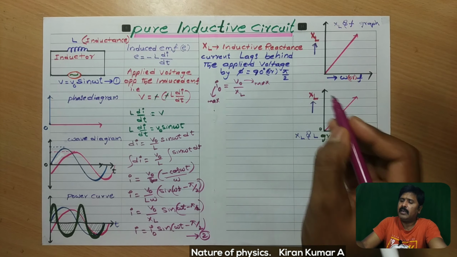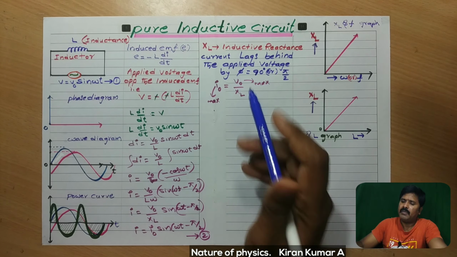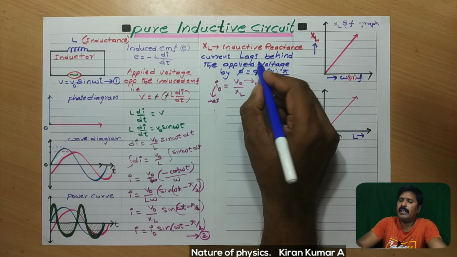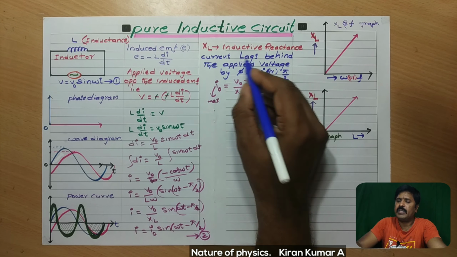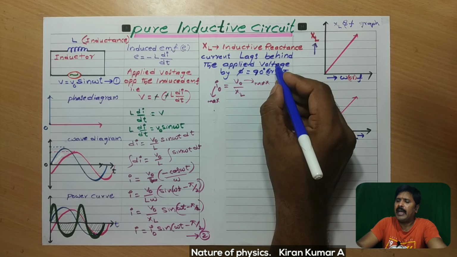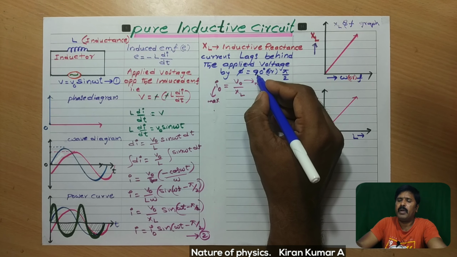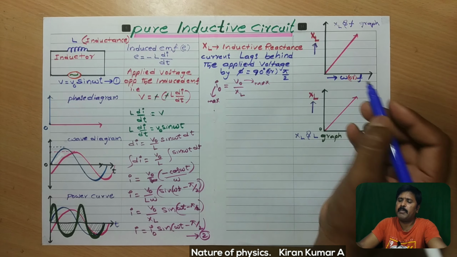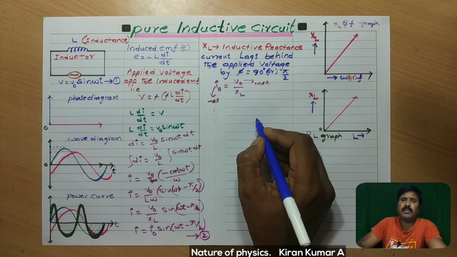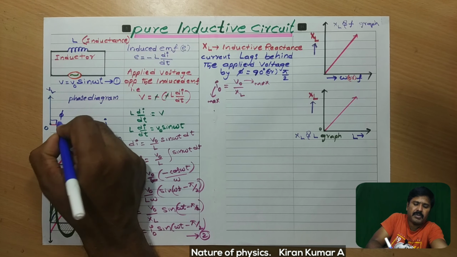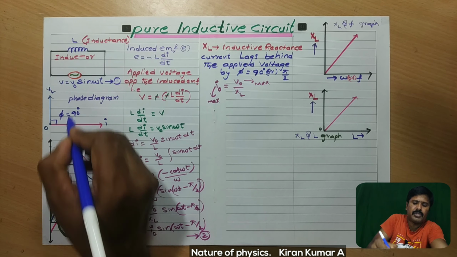In the continuation step, from equation 1 and 2, we can write that the current lags the voltage, that is, the current lags behind the applied voltage. So phi is equal to 90 degrees, which is taken as pi by 2. From equation 1 and 2, this is the potential across the inductor VL and this is the current, both have a phase difference phi equal to 90 degrees.